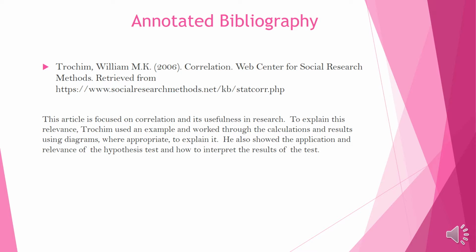The third and final annotated bibliography is on correlation, which is written by William N. K. Trochim. This article is focused on correlation and its usefulness in research. To explain this relevance, Trochim used an example and worked through the calculations and results using diagrams where appropriate to explain it. He also showed the application and relevance of the hypothesis test and how to interpret the results of the test.